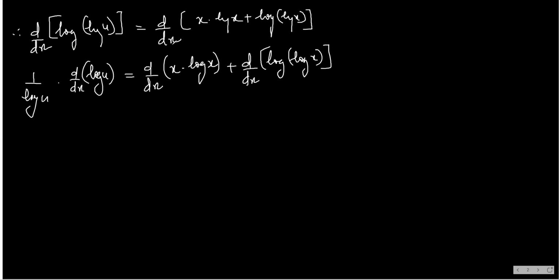See, here what I did, I wrote d by dx of this and d by dx of this. You could easily skip this also. You can directly write the derivative. So here you will have 1 upon log u, and check here what you have. You have d by dx of log u. D by dx of log u will be 1 upon u d by dx of u.